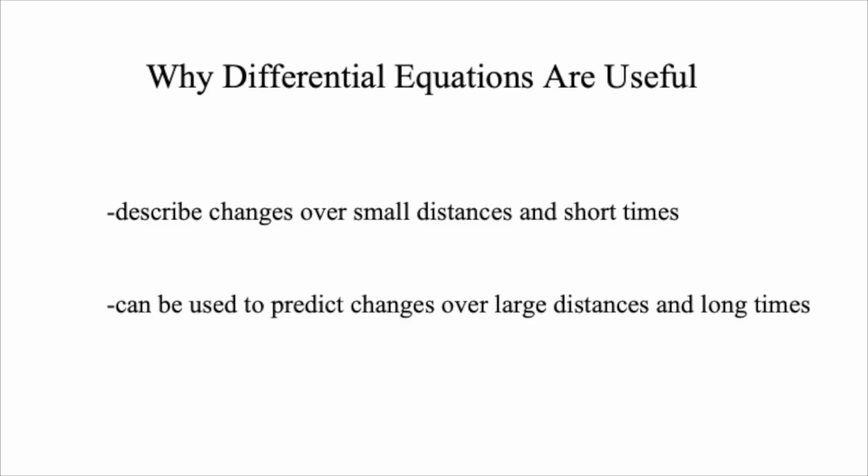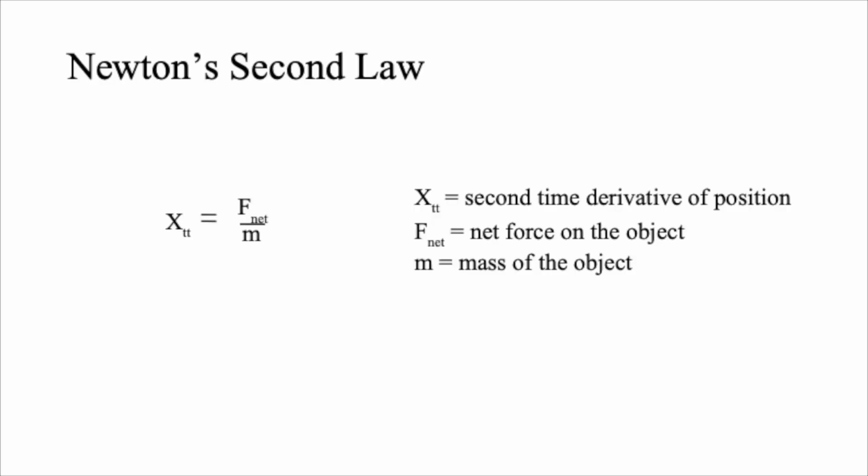In this video, I'll only consider one-dimensional situations. However, the analysis is very similar when 3 dimensions are considered. Also, in this video, I will use subscripts to indicate derivatives. Here is Newton's second law. The second time derivative of the position of an object is equal to the net force acting on the object divided by the object's mass m.